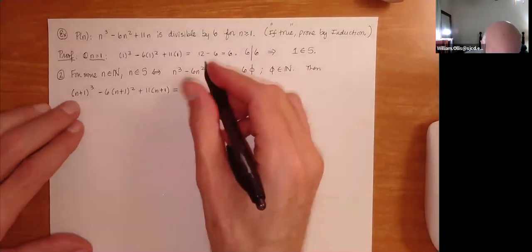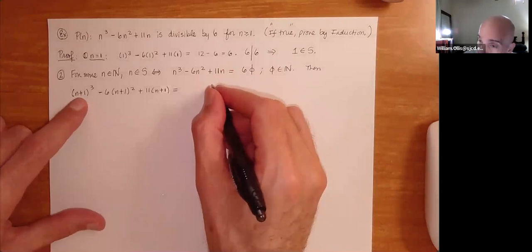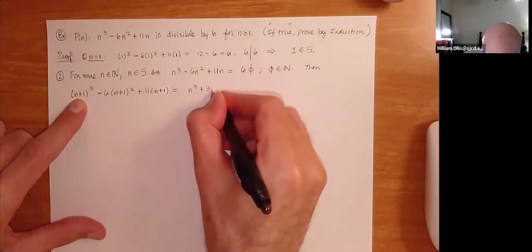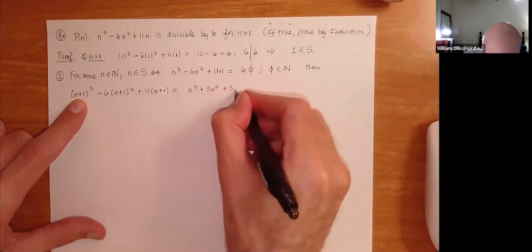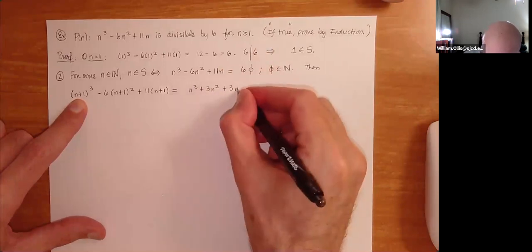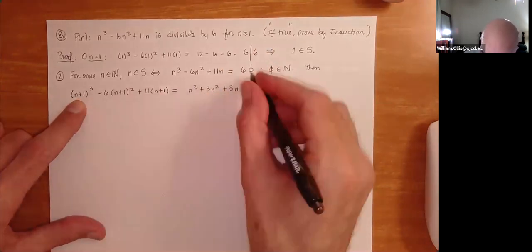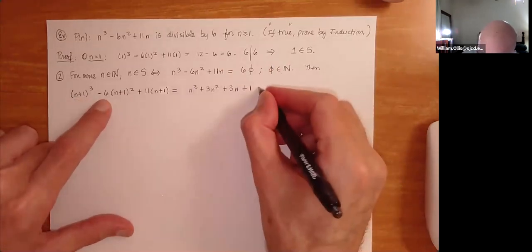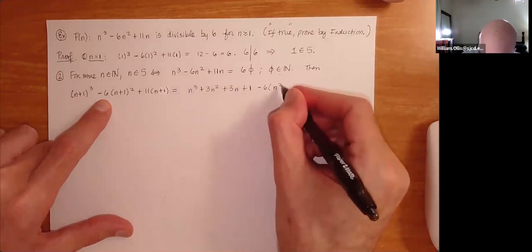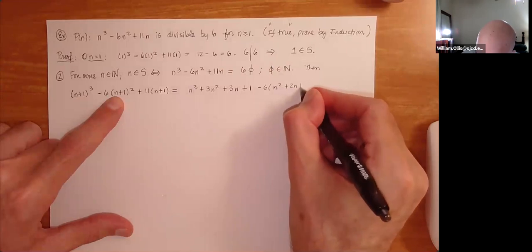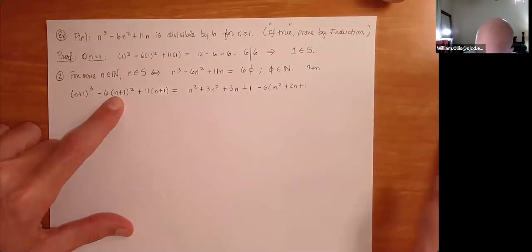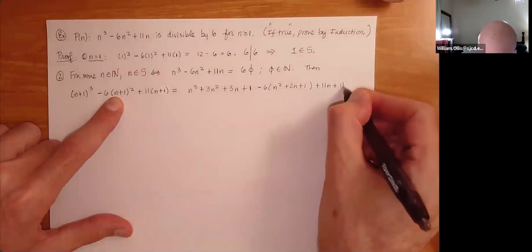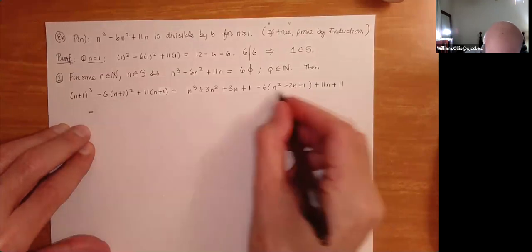So now, what is this going to be? Now, we'll use our binomial theorem from the first week. So we get n cubed plus 3n squared plus 3n plus 1. And we'll talk about where these coefficients come from, aside from just brute force multiplication, soon with Pascal's triangle. And then, of course, we have minus 6 times the expanded n squared plus 2n plus 1, and then plus 11n plus 11.